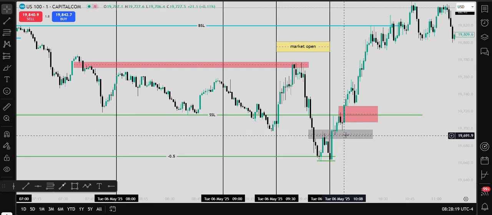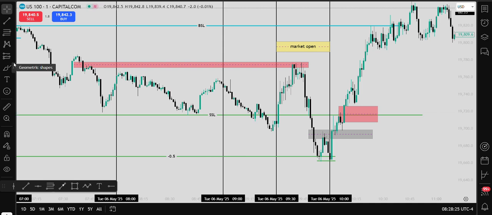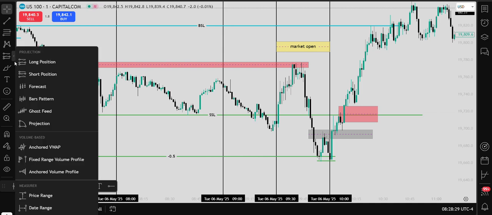The market gave us the first fair value, which is a CB. We could have entered right there, and our stop loss, let me just show you clearly how that trade setup would have been.